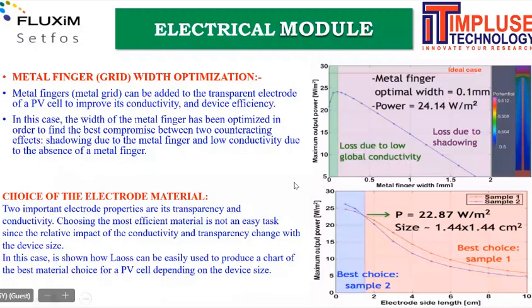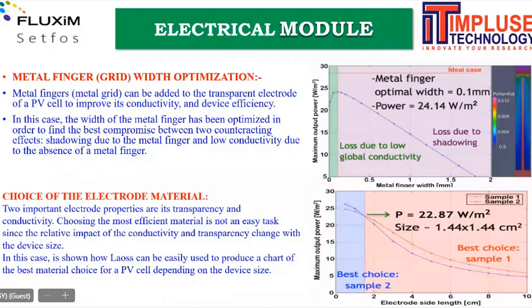Now you can see this is the maximum output power in watts per meter squared with respect to metal finger width grid. Losses are happening due to low global conductivity. There is a metal finger optimal width for peak power, and in this particular region you can see why the losses are there. Losses are there due to low global conductivity and loss due to the shadowing effect. So this graphical representation can be visualized, and it will help you optimize or maximize your output.